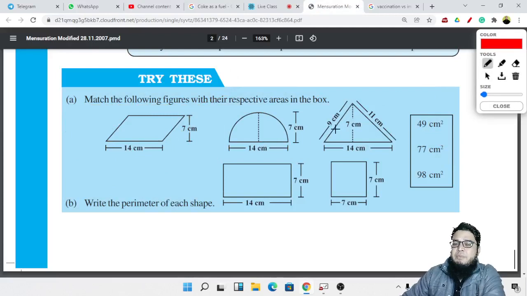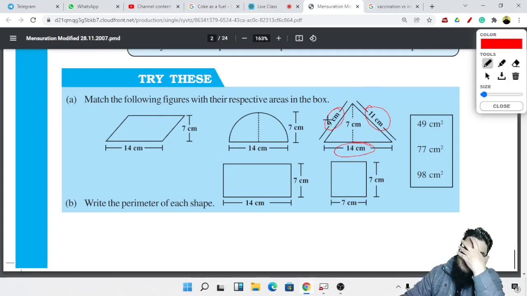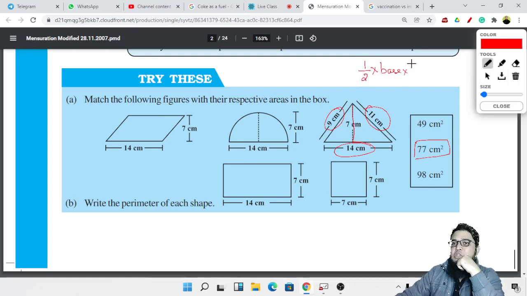Now this is a triangle. This is 9 centimeter, this is 11 centimeter, this is 14 centimeter. That is also wrong. 11. The answer will be 77. Now this is a triangle. Now this is the height of the triangle. Now when we take the formula for the triangle, that is half into base into height. So which base, which height? Means the height, base means obviously if there is a height given, that is 7 centimeter.